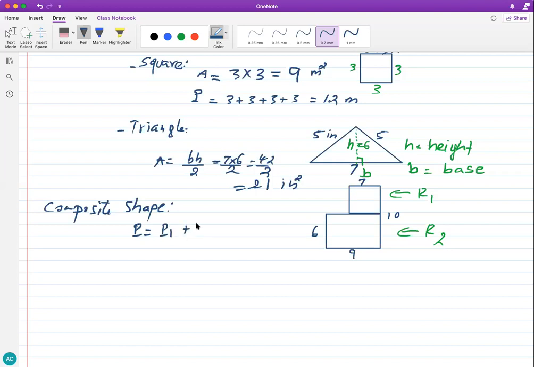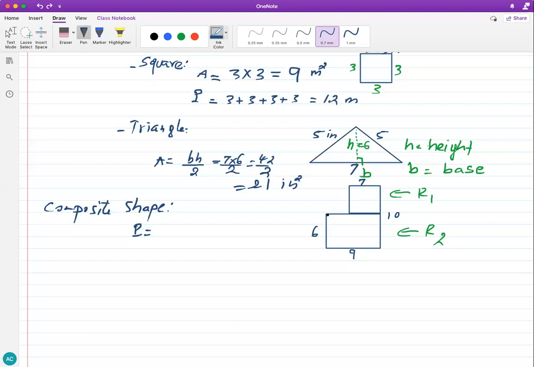Parameter 1 plus parameter 2, meaning this parameter and then parameter 2. Or actually, let's just do it all at once together. So we split this into two rectangles. So the perimeter will be this plus this plus this, this, this, and this. All around, not the inside. We don't need this side for the perimeter.